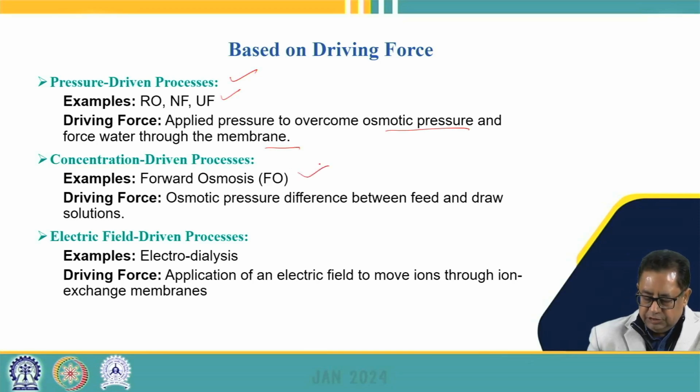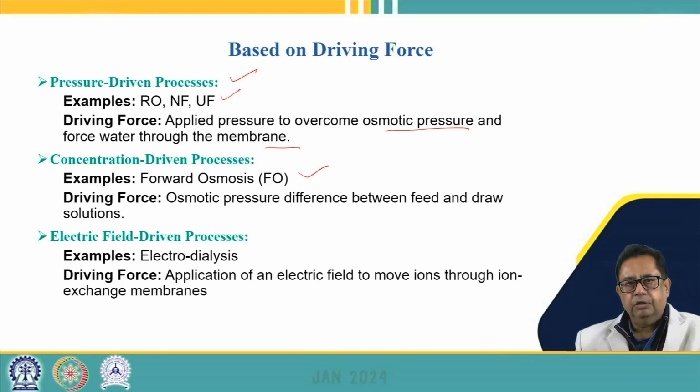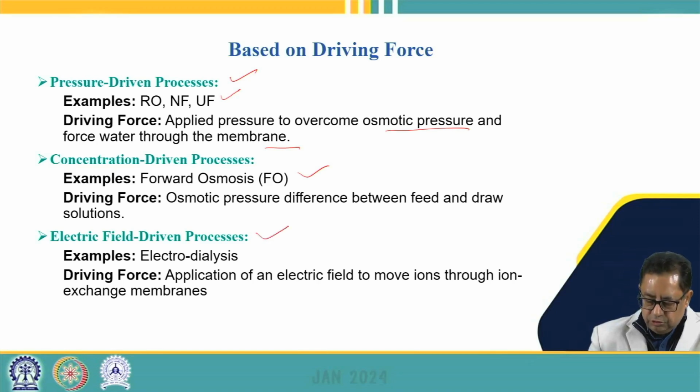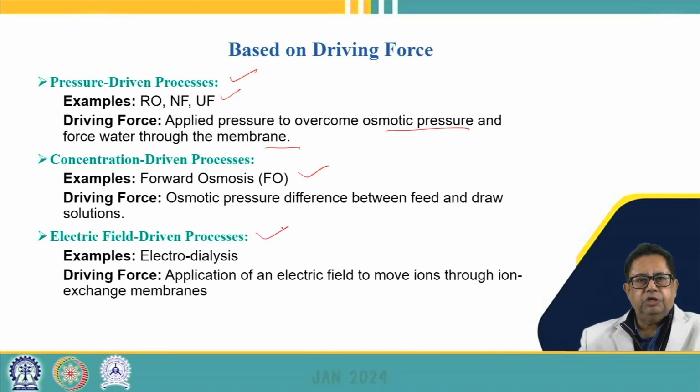Similarly, we have the concentration driven process. For example, when we have talked about the forward osmosis, in that case, the osmotic pressure difference between the feed and the draw solutions basically provides the driving force. Similarly, we can also have the electrical driven processes which are called electrodialysis. So here the ions move under the applied electrical field, and we have certain ion selective exchange membranes. They can allow certain types of ions to go through them, and that's how we can separate out the different types of ions and get the water of the desired quality.